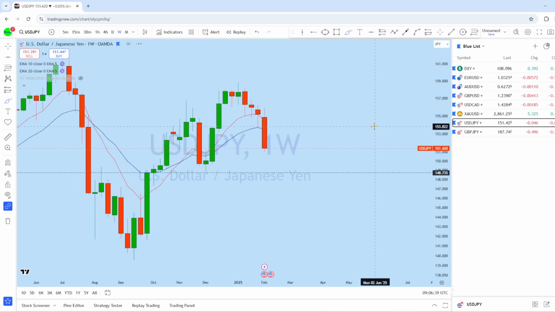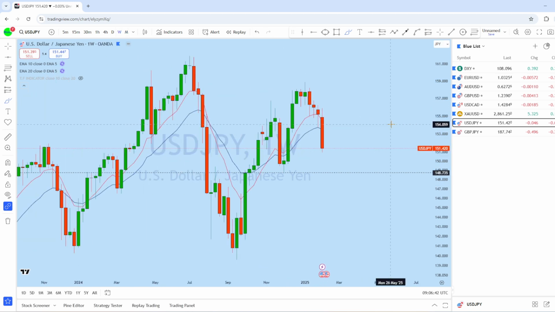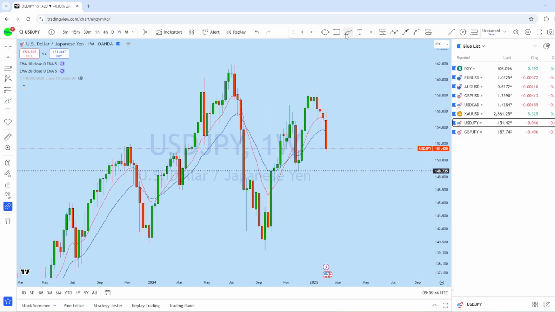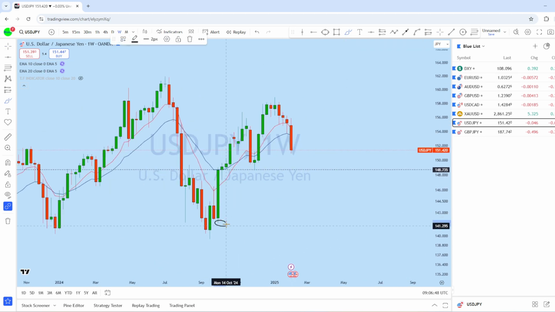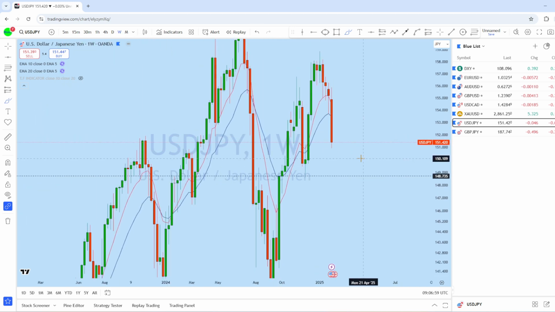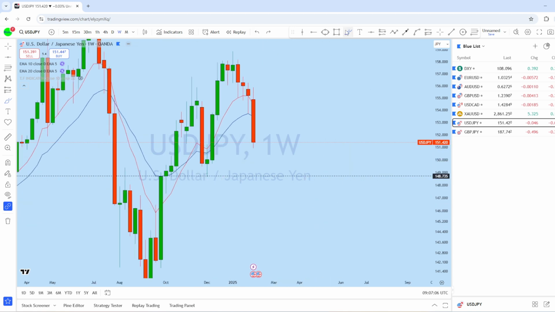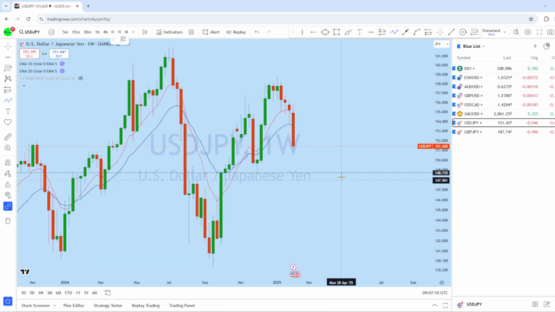Now looking at the weekly chart on dollar yen, from the weekly perspective, we can see a big impulse followed by a pullback, and then another impulse. The market is forming a series of lower highs here, and with that series of lower highs, we can expect the market to potentially drop, break this low, and that could give further opportunity for another bounce to the upside.